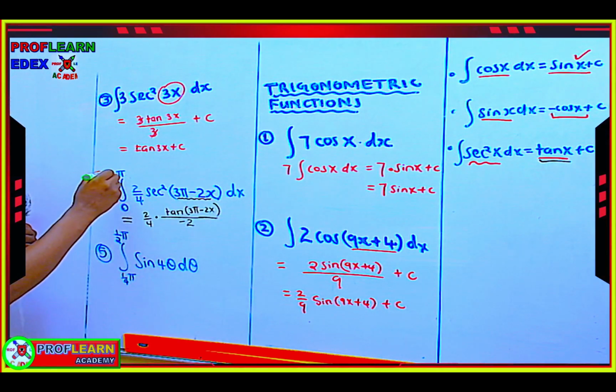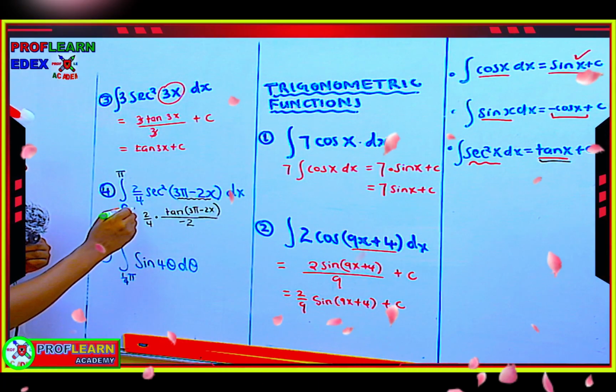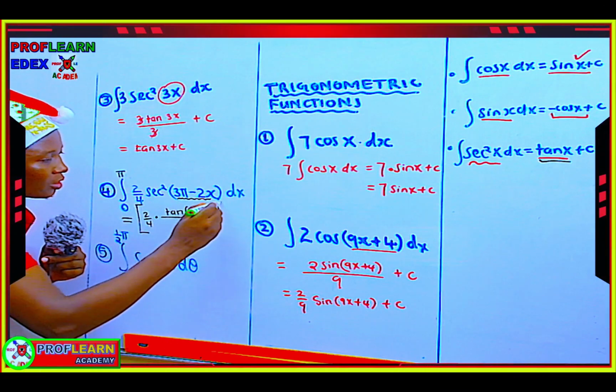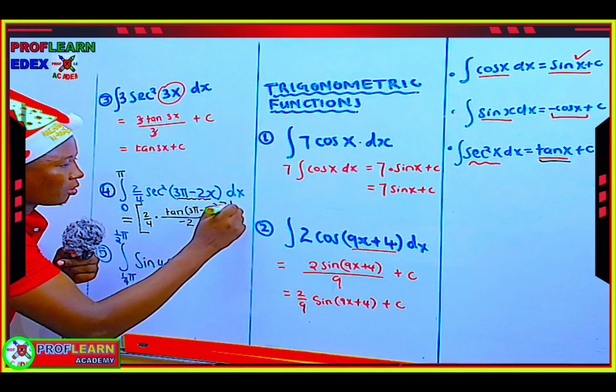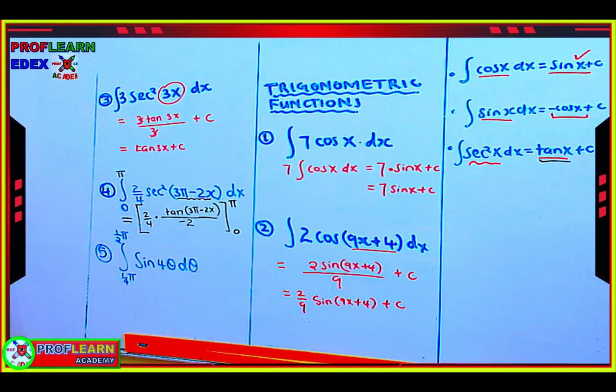But now this is a definite integral. It means we are not going to include that constant there. So we shall say this is 0 all the way to pi.